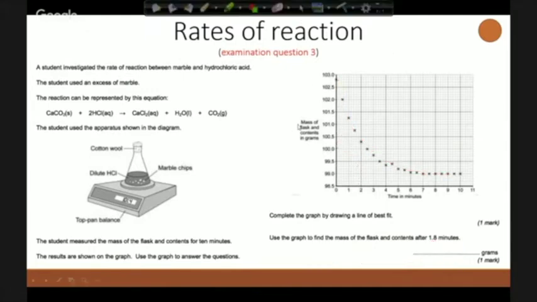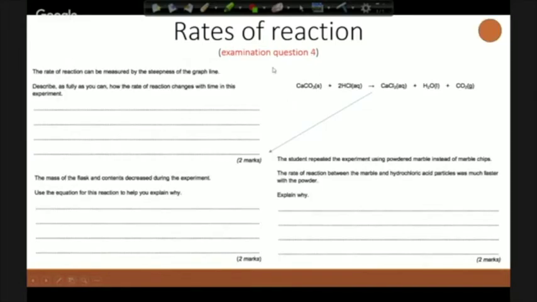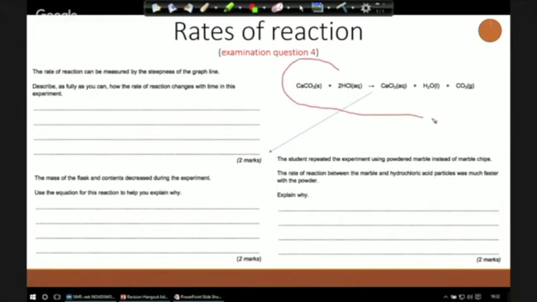Okay, the second part of the question. For this one, I've had to actually take the question formula from the previous, which relates to the question here. So we'll look at that in a second. So the first part: the rate of reaction can be measured by the steepness of the graph line. Describe as fully as you can how the rate of reaction changes with time in this experiment.